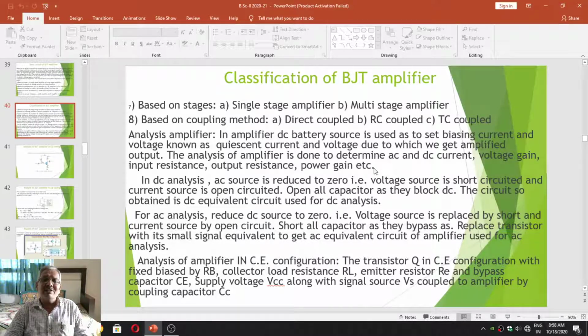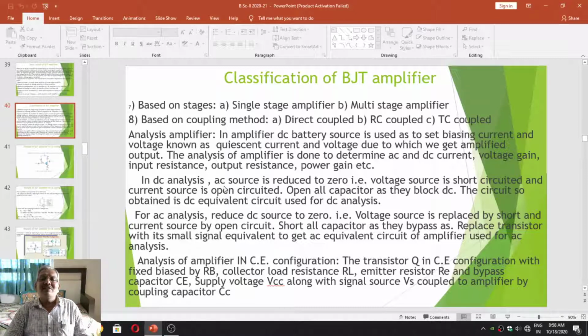As I told you, there are two types of analysis. The first one is DC analysis. In DC analysis, friends, please do remember this particular process because we are applying this process continuously for analyzing the next coming amplifier circuitry. So that's fine. I request you to please remember the process of DC analysis as well as the AC analysis.